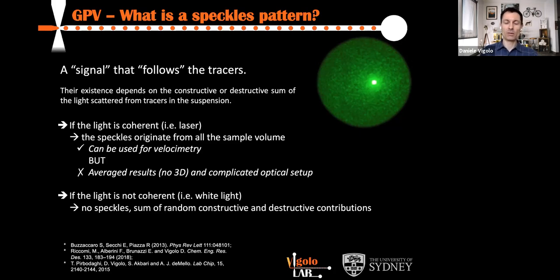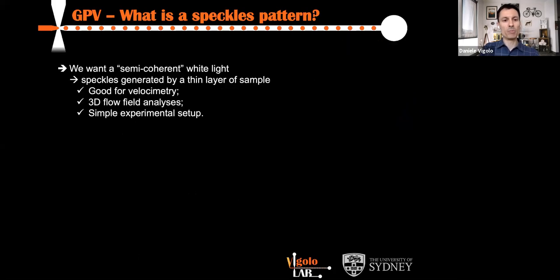So the interference of the light with the particle will just give a random sum of contributions, and that will not form any speckle. And again, this cannot be used for velocimetry. So what we want, the sweet spot, will be something in between. So a semi-coherent white light will be the ideal goal.